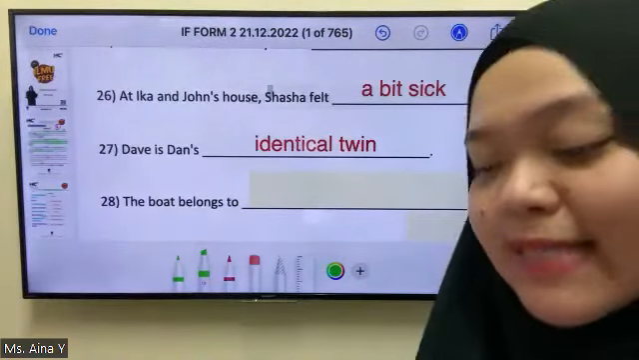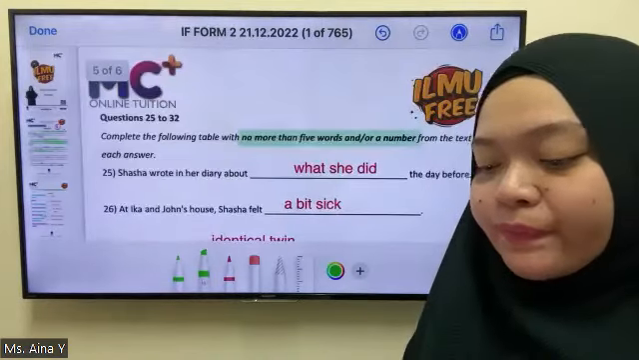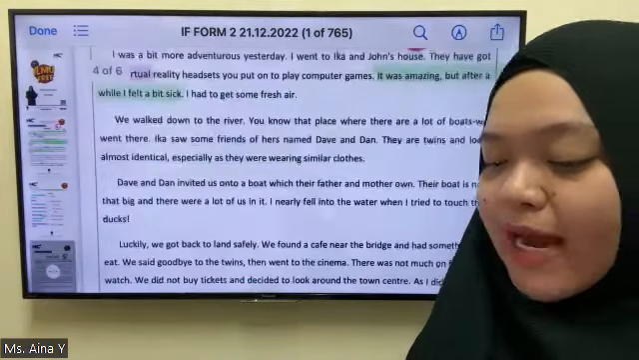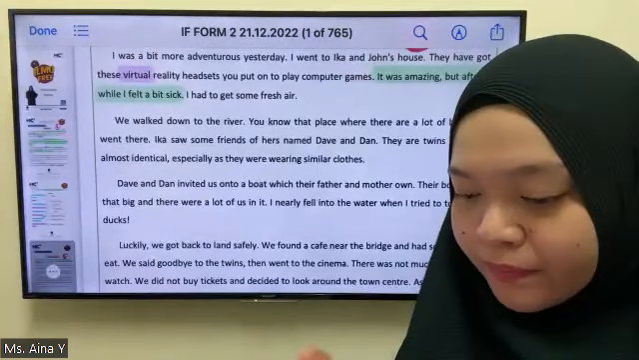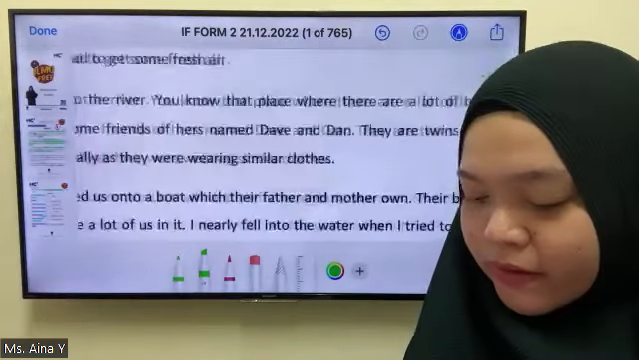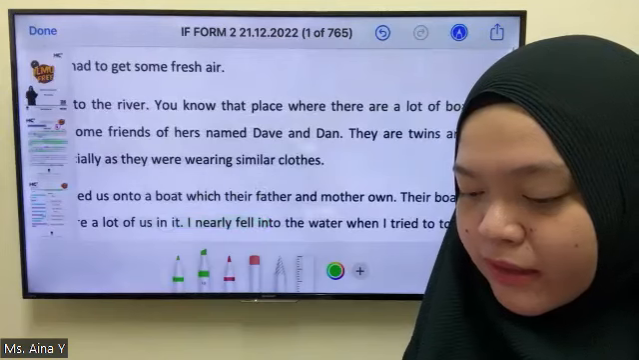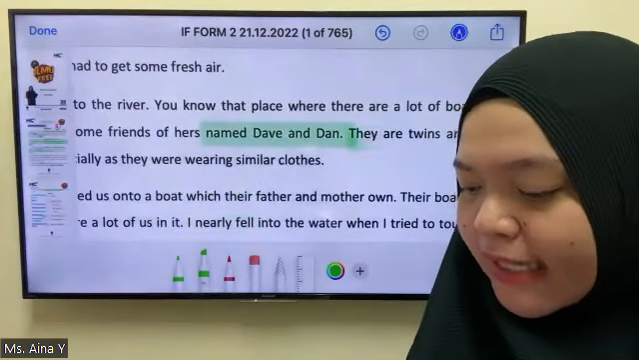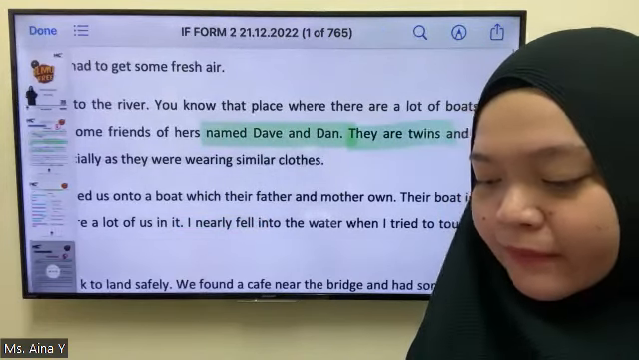Okay, is that okay? Where's the clue? Mana tadi? What is it? They are twins. This part right here. Dave and Dan, they are twins. Okay? Next part.